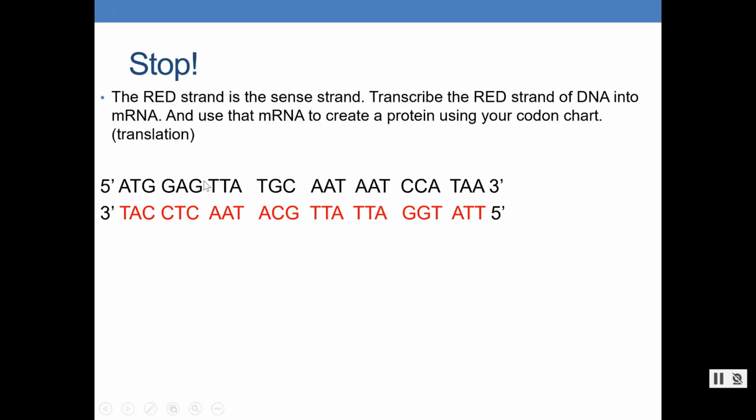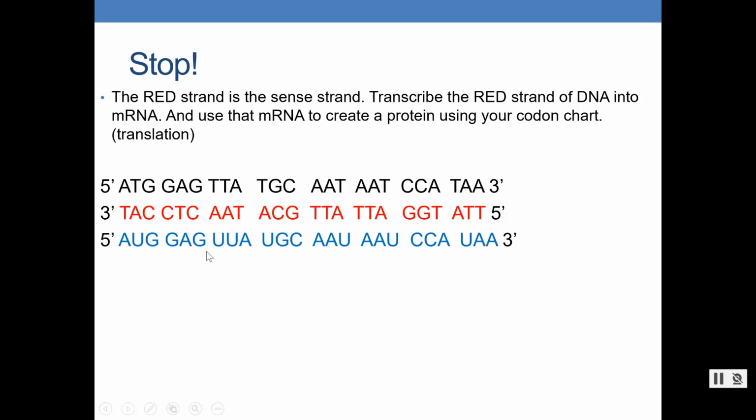Okay, so here's your practice. So here's your DNA strand. You're going to transcribe the red strand into mRNA. So the red strand is the sense strand. So I'll give you a chance to do that. All right, you should be able to do that because this is the same problem that we've been working on before. So you've already done that before.